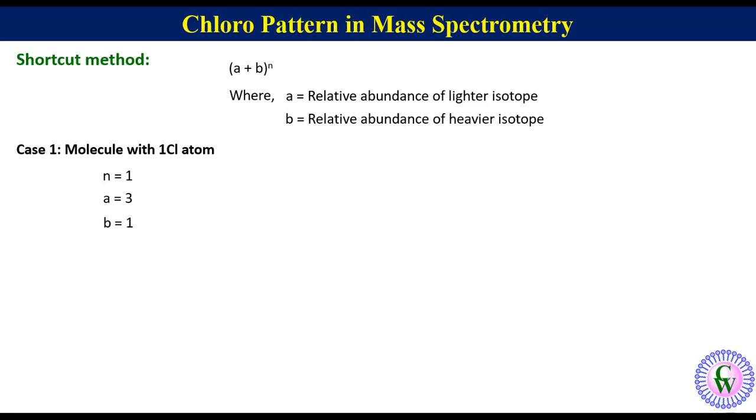Now putting these values in the formula, (A plus B) power n will be (3 plus 1) power 1, or 3 plus 1. This is the relative abundance of M, and this is the relative abundance of M plus 2. So the relative intensity of M and M plus 2 peaks will be 3 is to 1.